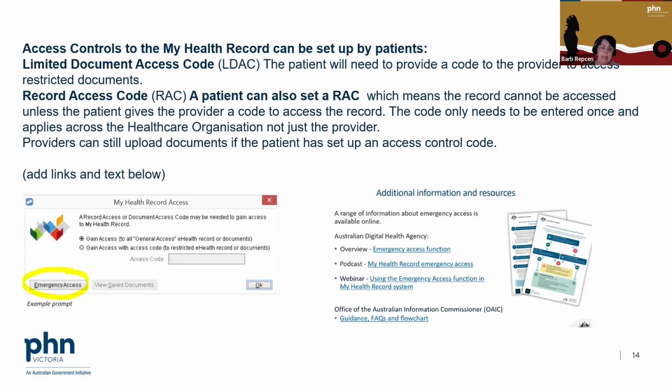Some types of documents cannot have restricted access, and these include shared health summaries, personal health summaries, advanced care plans, and custodian details. There is a link to the additional resources on the right-hand side of this slide where you can get further information on this.